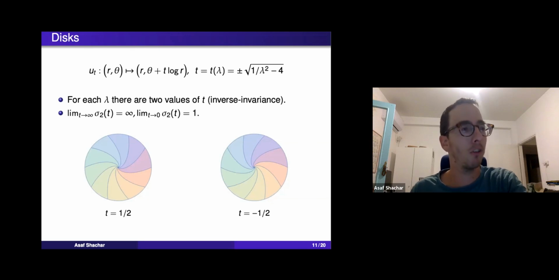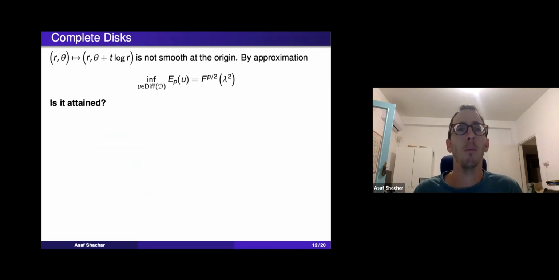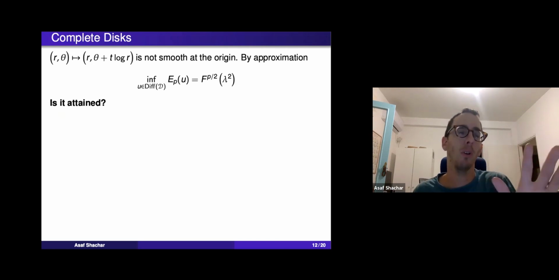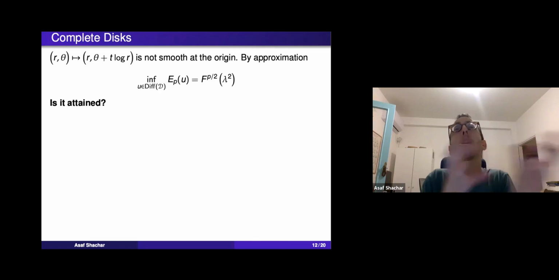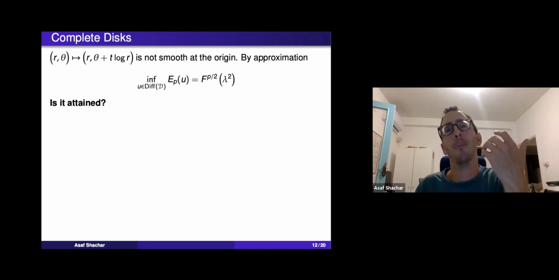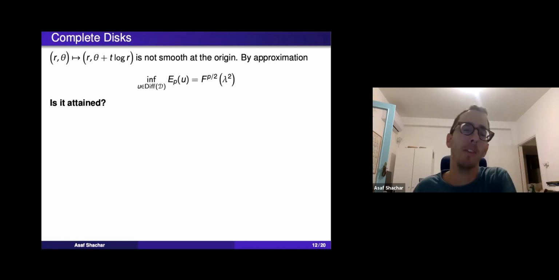Okay, so this finishes these examples. Maybe I'll say a few words again on the topological nature here. So in some sense, this particular family, each u_t is a Sobolev map. It's smooth on the disk without the origin, but it's not smooth at the origin. And by interpolating between the logarithmic phase and the constant phase, which just means a rotation, you can actually easily deduce that the infimum value of the energy over all the diffeomorphisms of the complete disk is the same with or without the hole. But now the question, is it attained?